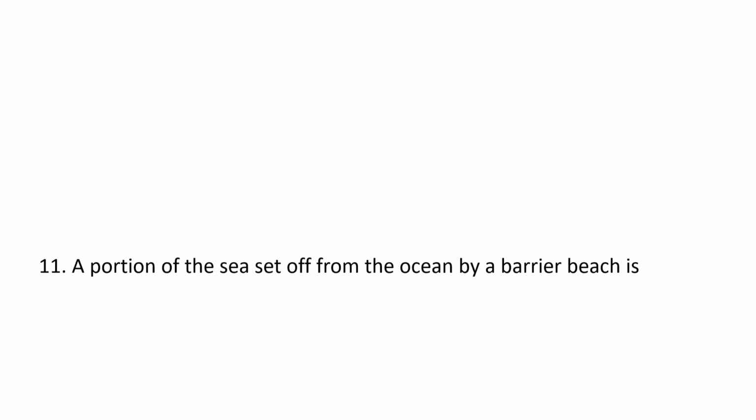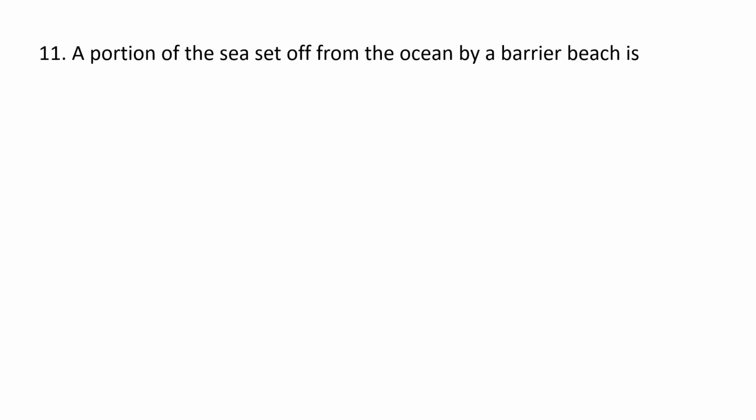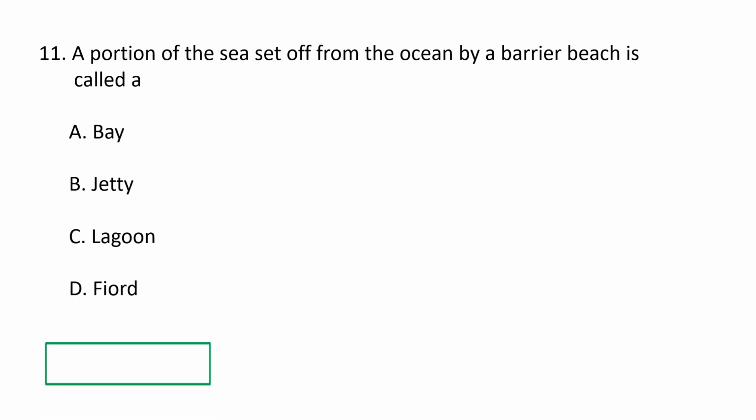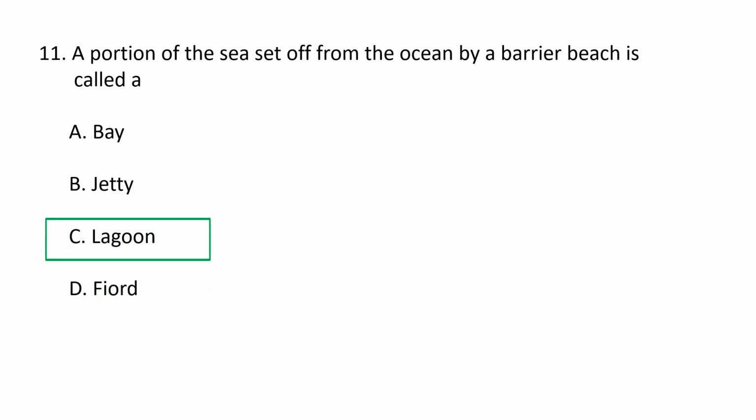Next question. A portion of the sea set off from the ocean by a barrier beach is called a: A, bay, B, jetty, C, lagoon, D, fjord. A portion of the sea which is set off from the ocean by a barrier beach is known as a lagoon. A lagoon is a shallow body of water that is protected from the large body of water, usually the ocean, by sandbars or barrier islands or coral reefs.